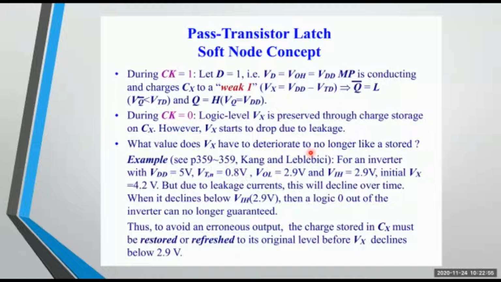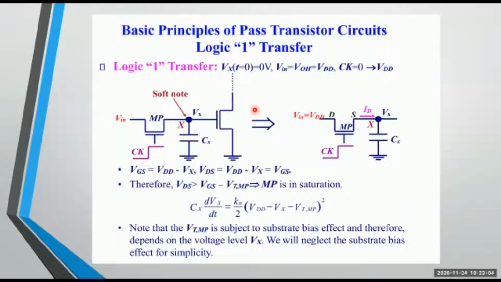So this is one of the examples we have seen, and this part is an operation with the help of logic 1 and logic 0 of that particular circuit. So now let us see the basic principles of this pass transistor logic circuit with the logic 1 transfer. Here I have taken one example. How does the logic 1 transfer take place? Assume that Vx at time t equal to 0 is logic 0, equal to 0 volts. And Vin equal to VOH, that is high, which we call VDD, our main supply. If Vin is equal to VDD, it is a logic 1 in VLSI.